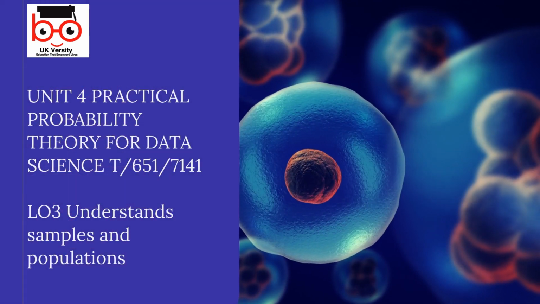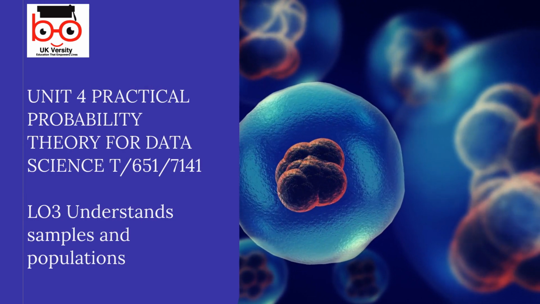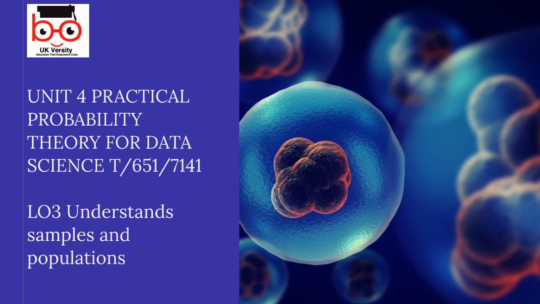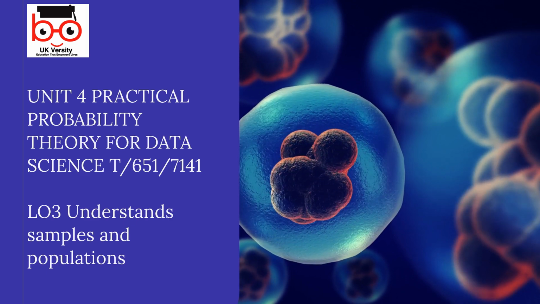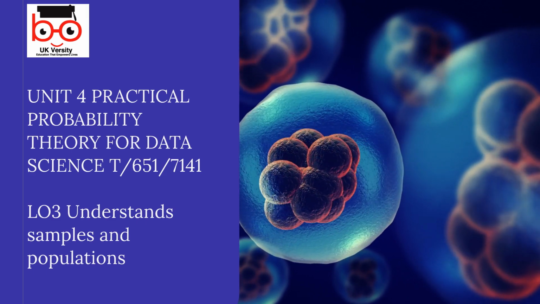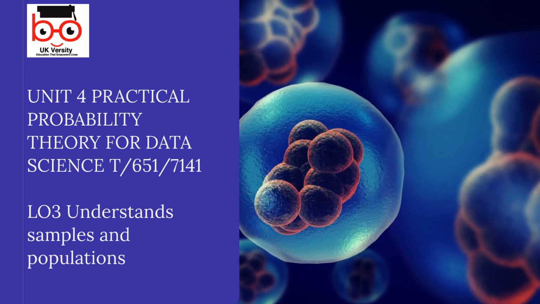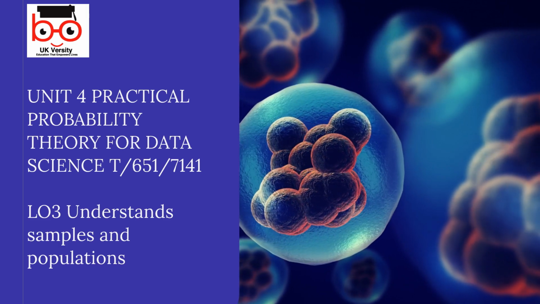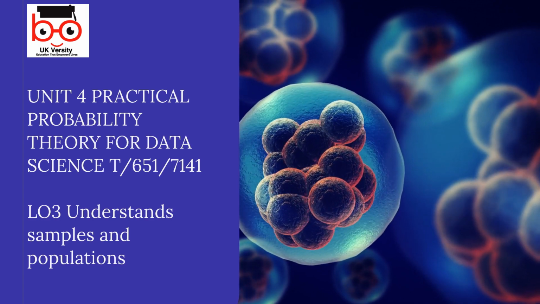Welcome to this session. In today's lesson, we will explore Learning Outcome 3, Understanding Populations and Samples. In statistics, it is often difficult to collect data from an entire population. Instead, researchers study a sample, which represents a smaller part of the population. This session introduces the relationship between populations and samples and explains why sampling is important for making reliable conclusions and predictions in data analysis and data science.